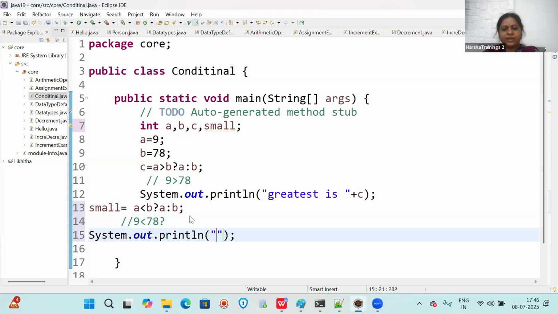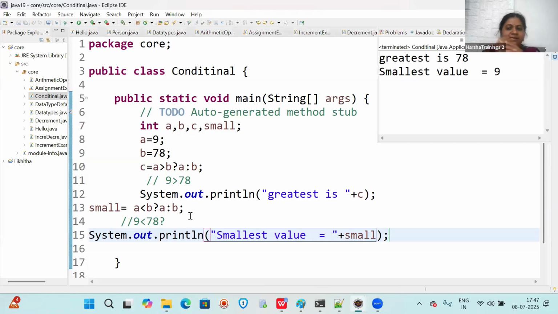System.out.println. Now I'm going to write smallest value is equal to, and then here I'm writing small. Smallest value is equal to, and I gave space and I wrote small. Now what will be printed? The greatest value is 78 and the smallest value is how much? 9. Clear? Either you can find greatest or you can find smallest of two numbers. Is it clear?